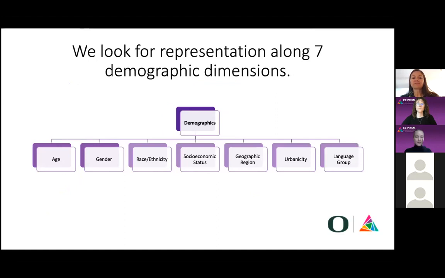Our demographics category, what we're looking for is representation along 7 different demographic dimensions. These include age, gender, race and ethnicity, socioeconomic status, geographic region, urbanicity, and language group. And what we are looking for is whether the population on which the measure was tested included representation along each of these categories.